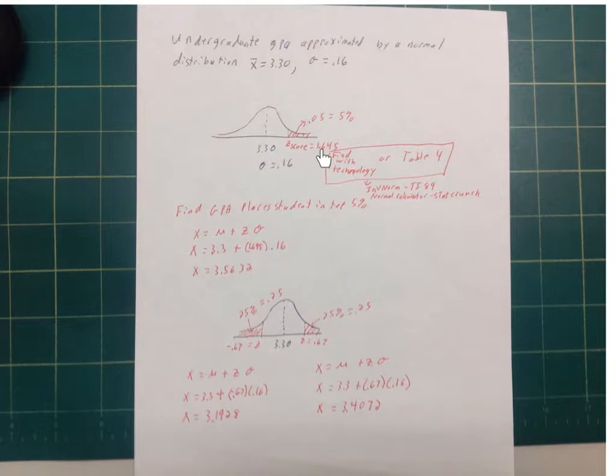You need to look up the z-score for that. So to look up the z-score, you could either use table 4, look for the top 5%. That means the area to the left would be 95%, or 0.95. And so what I did was I just looked in table 4 and looked up 0.95 and found this z-score of 1.645.